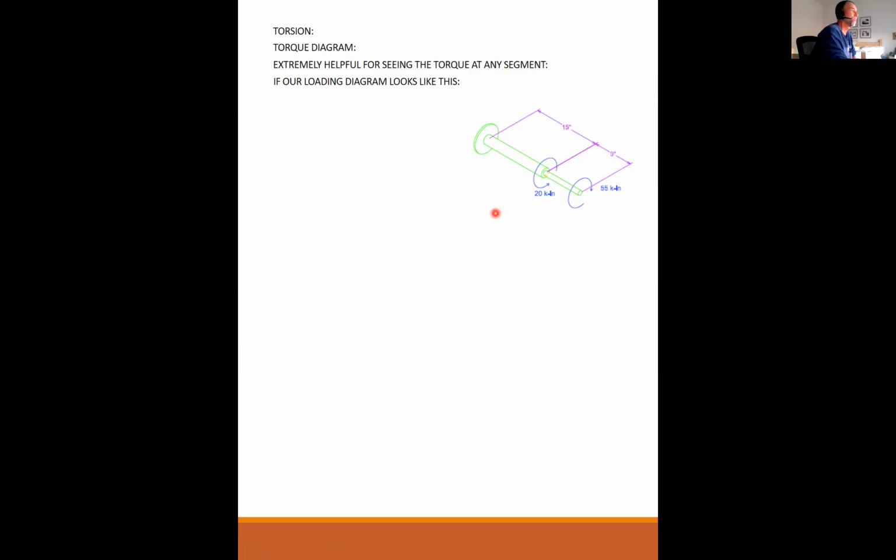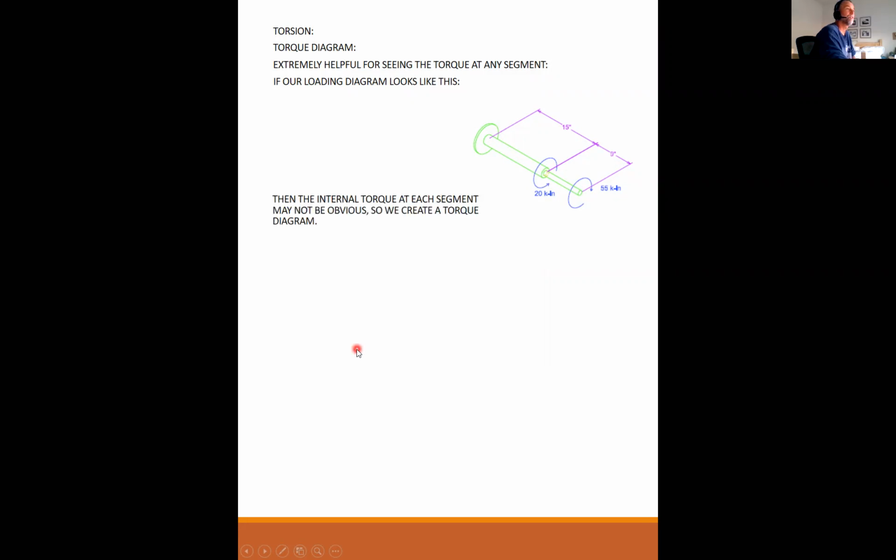I want to cover this carefully because I've had students that got confused about applied torque and internal torque, and they are very different, or they can be very different. Just because you see a 20 right here, that does not mean that the torque inside this member is 20. Just because you see 55 here does not necessarily mean that the torque inside this element is 55. You have to map out the whole thing before you decide what the internal torques are.